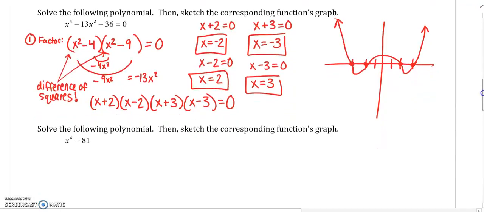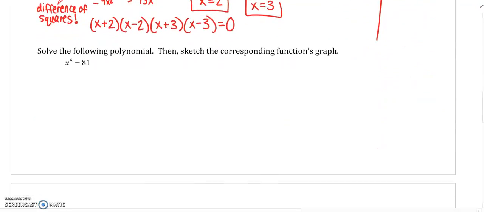All right, let's try another one where you have to factor it a little differently. Okay, solve the following polynomial and sketch the corresponding function's graph. So again, remember, in order to solve, we are going to be doing this by factoring. Think back to last chapter. In order to solve by factoring, it does have to equal 0. That's still true. So I'm going to subtract this 81 over so that it's going to equal 0. That's the only way for the zero product property to work.